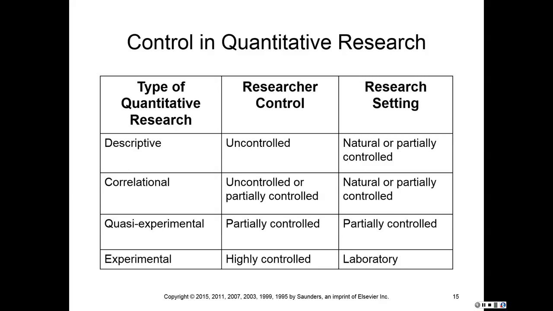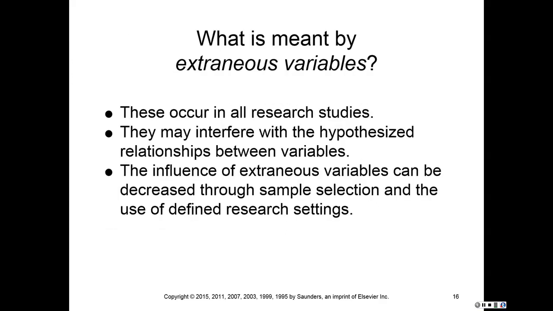In experimental research, the researcher control is very high, and it's conducted in a lab. So this slide depicts the 4 types of quantitative research and the corresponding degree of control that is expected or used by the researcher, and it also discusses the settings. So where this particular type of research is usually and should be carried out. Extraneous variables.